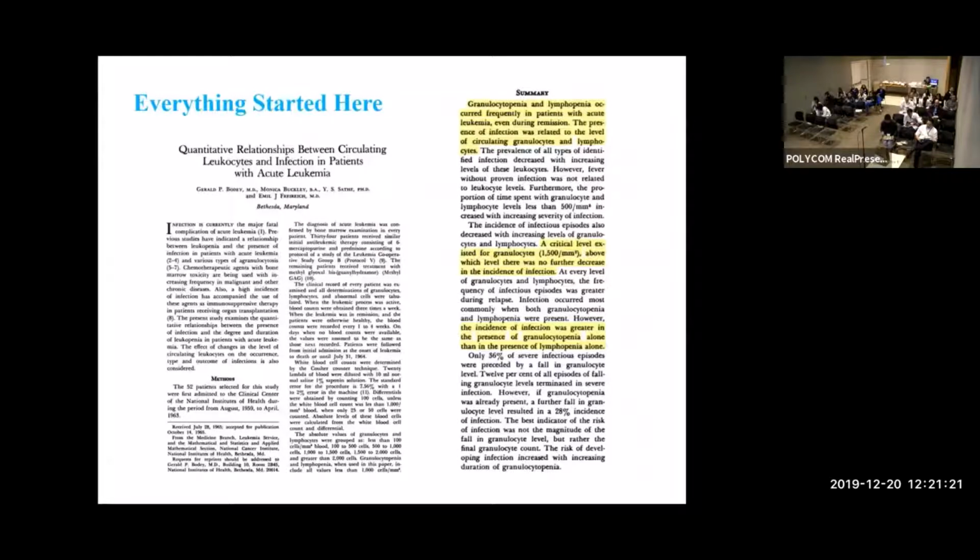And they even came up with the number of 1,500 absolute neutrophil count, and below this threshold, patients are at increased risk of infections. So we're going to go on and define some basic concepts.